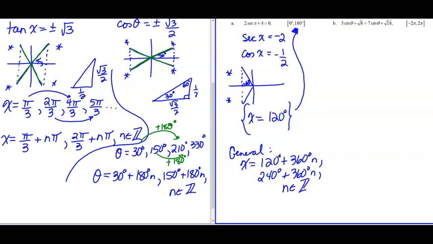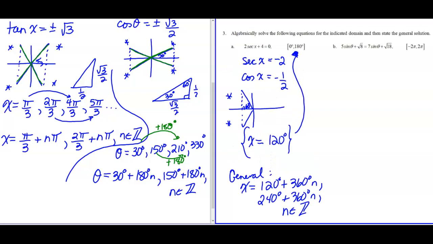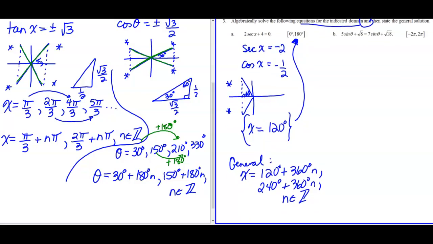Yep, so there's two parts to this. Solve for the indicated domain and then state the general solution. What that means is that the general one doesn't take it to the domain.